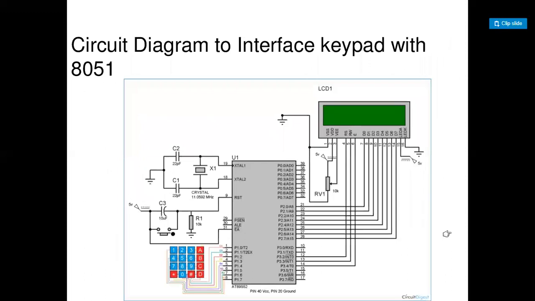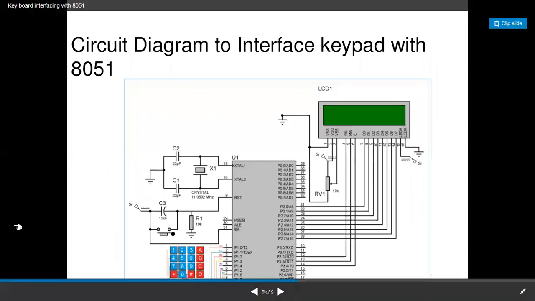This is the circuit diagram. This is my 8051, crystal oscillator, and reset pins. Enable address latch, enable address ports pin. This is my port 0, port 2, port 3, port 1. This is my LCD display, and this is my keypad. So this is the circuit diagram to interface the keypad with the 8051.